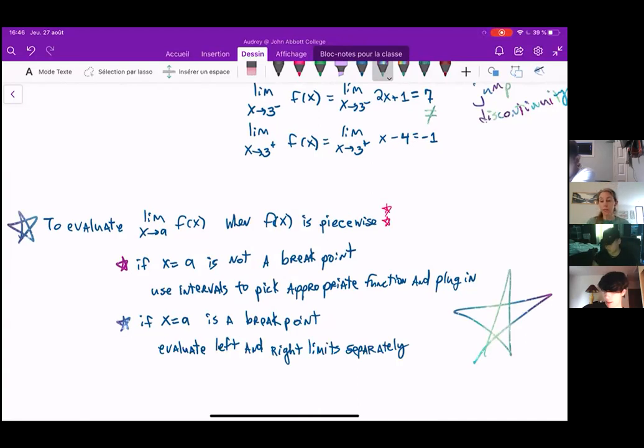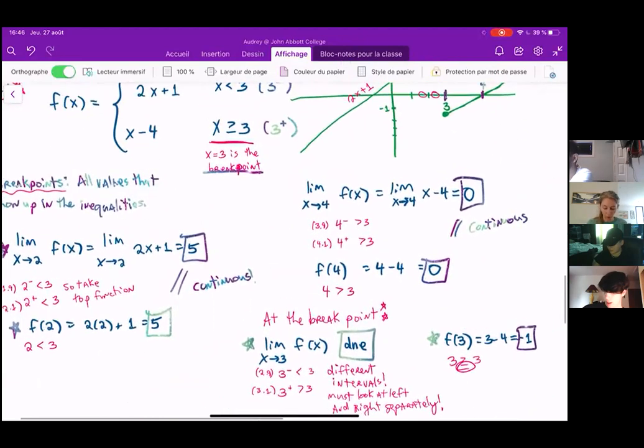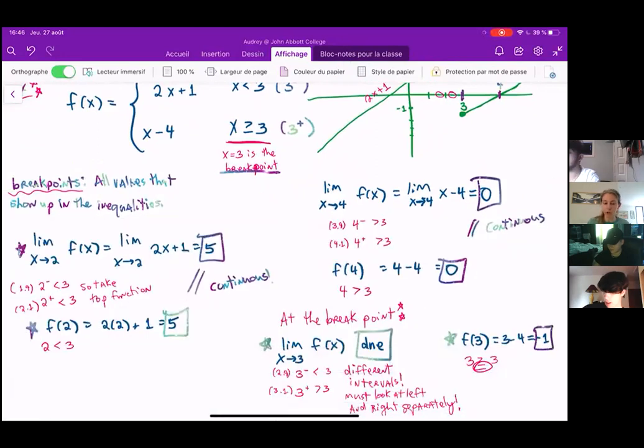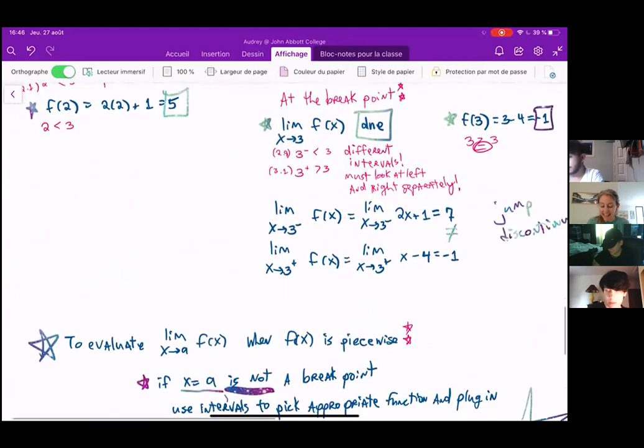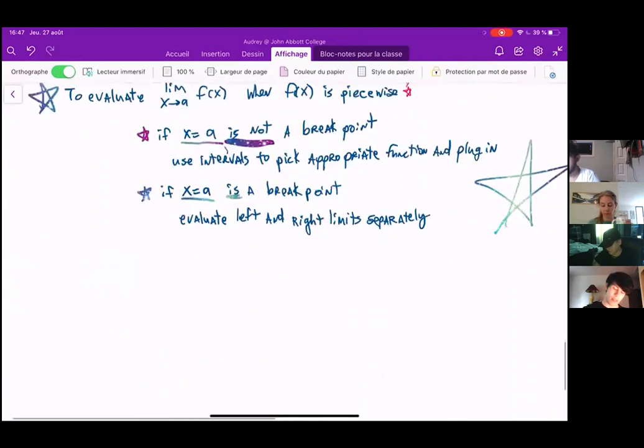Okay. So basically we said we have two different situations here. We have the situation when x equals a is not a breakpoint, and then we have the situation where it is. If it's not a breakpoint, we use the intervals to find the appropriate function and we plug in. If it is a breakpoint, we evaluate the left and right-handed limits separately. Okay, yeah, that answers my question.